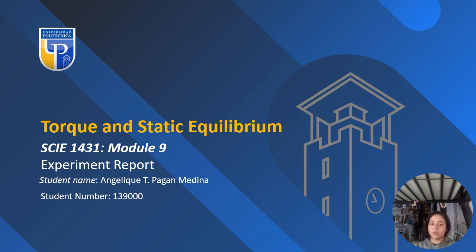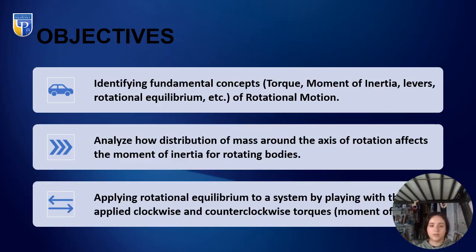Today I will be talking about torque and static equilibrium for my Module 9 laboratory experience. Here are the objectives that the students are expected to know by the end of this lab. The first one is identifying fundamental concepts like torque, moment of inertia, levers, and rotational equilibrium of rotational motion. Number 2 is analyze how distribution of mass around the axis of rotation affects the moment of inertia for rotating bodies. And number 3, applying rotational equilibrium to a system by playing with the applied clockwise and counterclockwise torques.